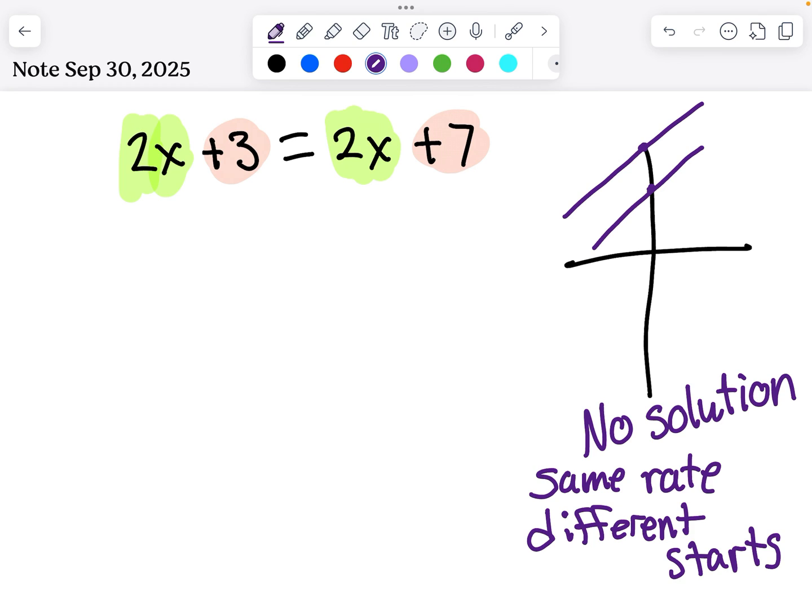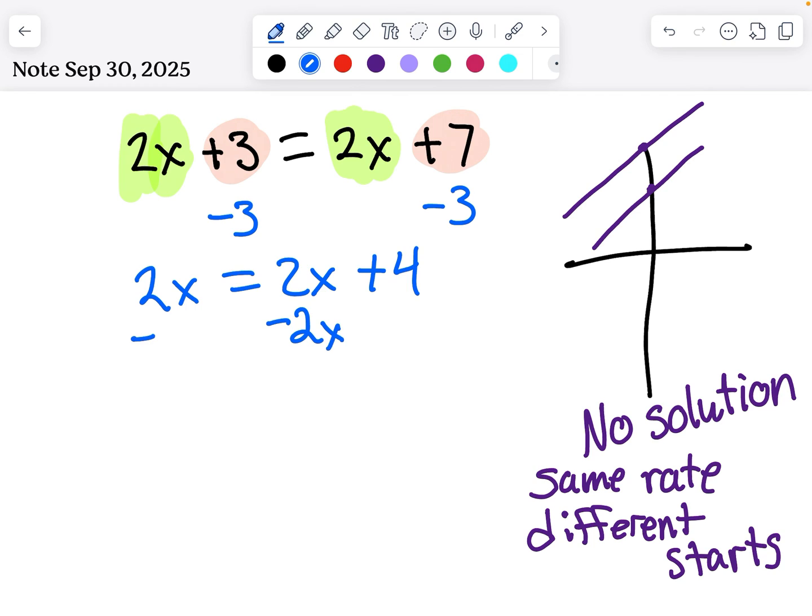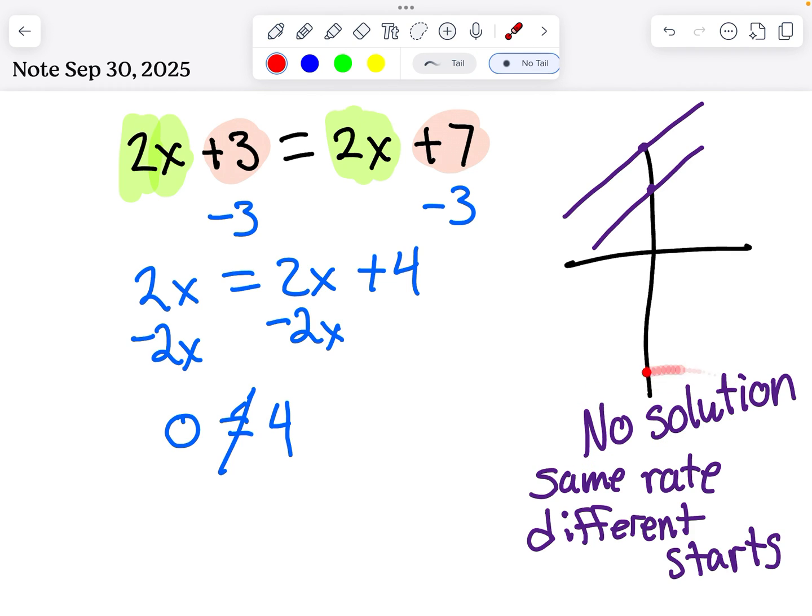So just by looking at the format of the equation, this is one way we can tell if something has no solution. The other way we can tell if it has no solutions is by solving. So if I were to try to solve this equation, first I want to try to get my x's on one side of the equation, everything else on the other. I'm going to start by subtracting 3 from both sides. So I have 2x equals 2x plus 4. Then I'm going to subtract 2x from both sides. And I'm going to get 2x minus 2x is 0 equals 4. Now, this is not a true statement. Because it is not a true statement, that's what leads us to have no solution.